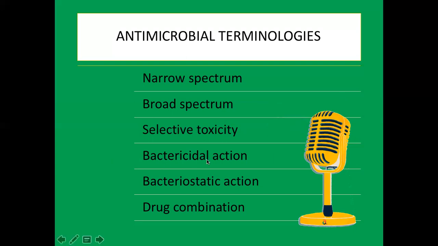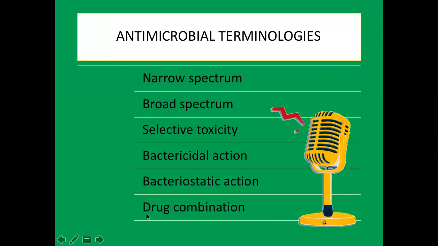And then the bactericidal versus bacteriostatic action. Simply, when we say bactericidal, these antibiotics kill the bacteria. And bacteriostatic antibiotics means that the agent prevents the growth of bacteria. It keeps them in the stationary phase of the growth of the bacteria. It only stops the bacterial growth, but it does not kill the bacterial cells. So bactericidal, there is killing, and bacteriostatic, there is prevention of the reproduction and growth of the bacteria.